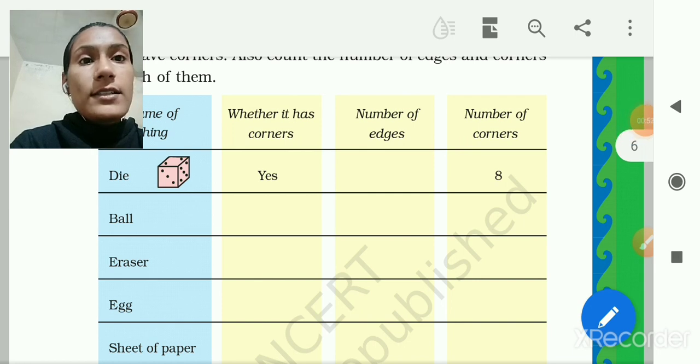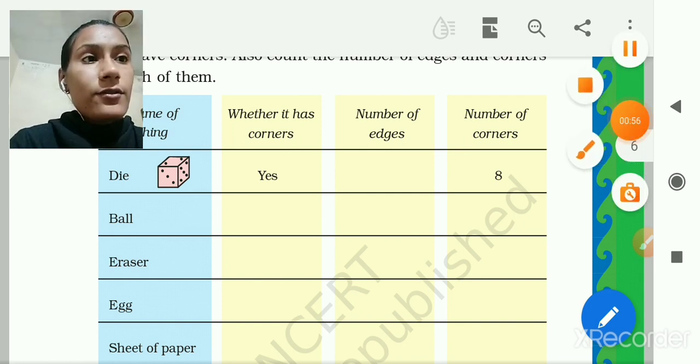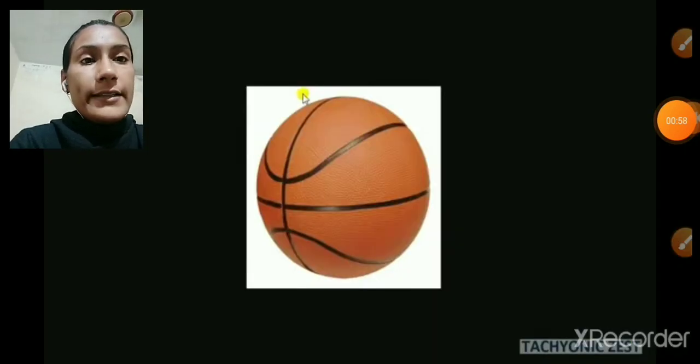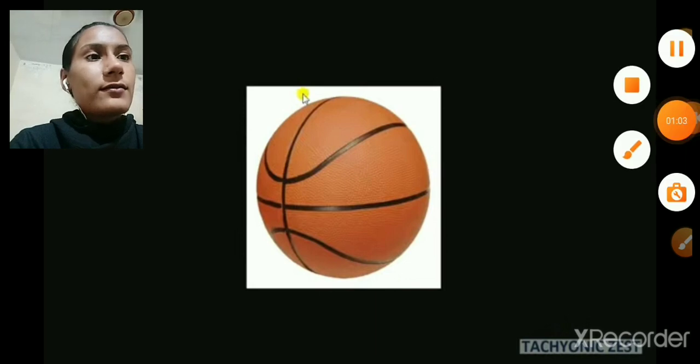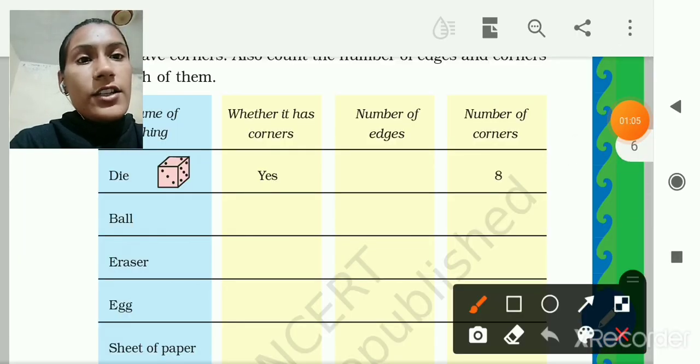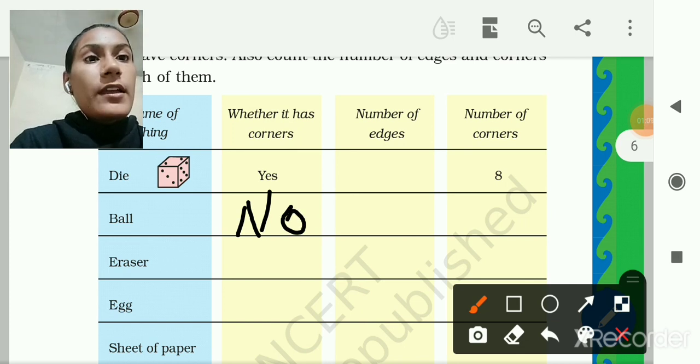The next one is ball. Whether it has corners, yes or no? See this ball. Does it have corners? No, it has no corners. So here you can write in your textbook no. Then number of edges dash, number of corners dash.